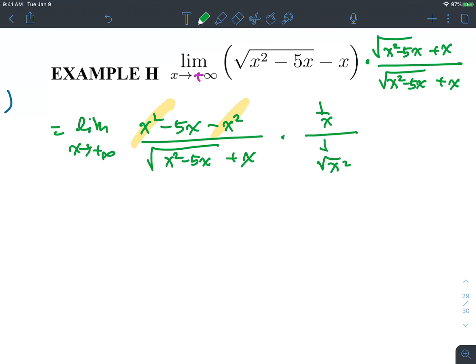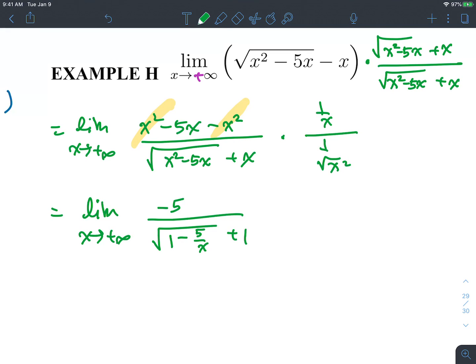Okay. Anyways, let's multiply that out. And that gives you negative 5 over the square root of 1 minus 5 over x, plus 1. And then you apply the limit laws, a whole bunch of limit laws, right? But we know that the limit pops into this part, which will give you 5 times 0 plus 1. So that becomes negative 5 over the square root of 1 plus 1, which is 2.